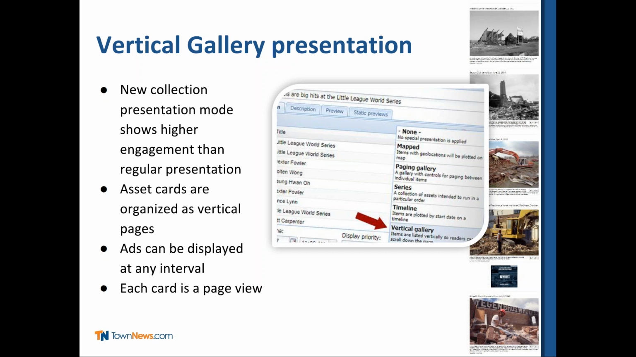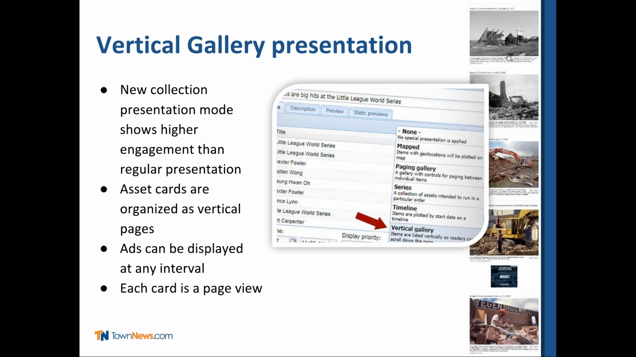Another thing to talk about, and this just came out a couple of weeks ago, is a new collection presentation mode called a vertical gallery, which does basically what it sounds like. It's a vertical gallery of assets. So this is when you create a collection of assets, and obviously you can have multiple asset types in a collection. In this example, I'm showing photos, but you can also have videos, you could have stories, etc.